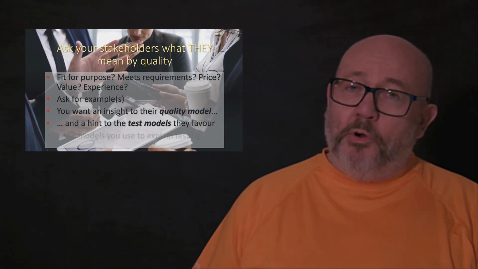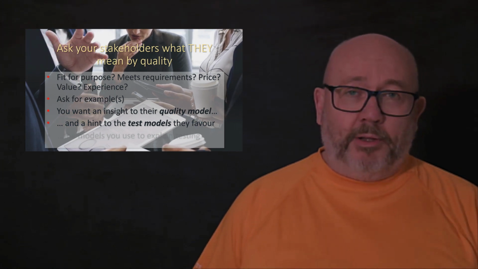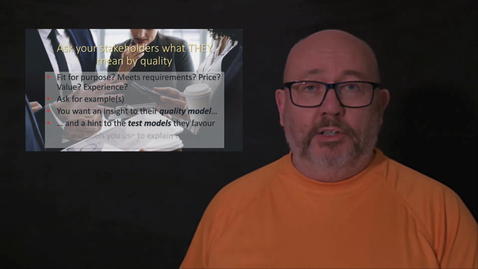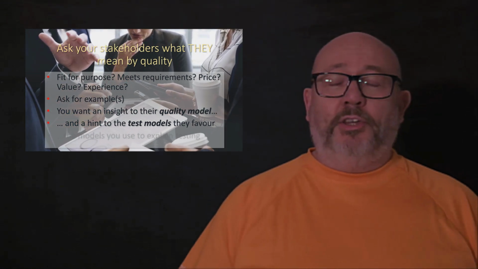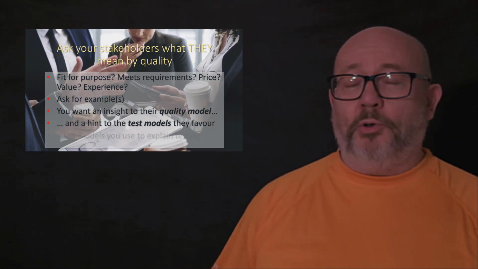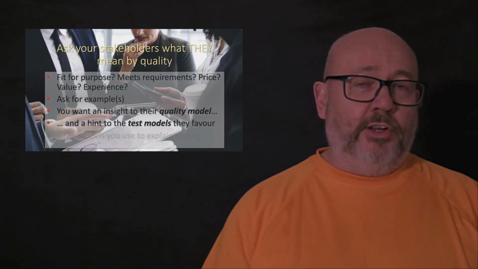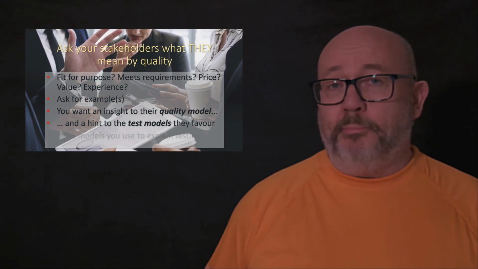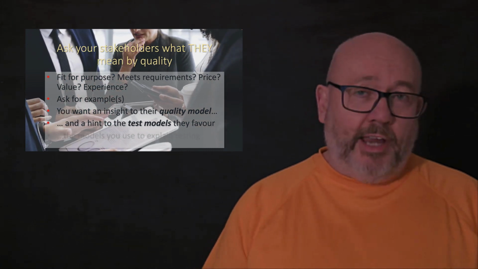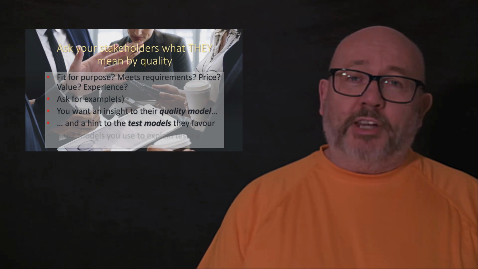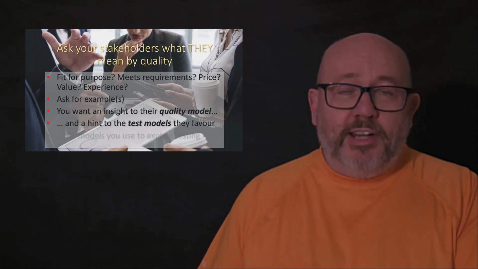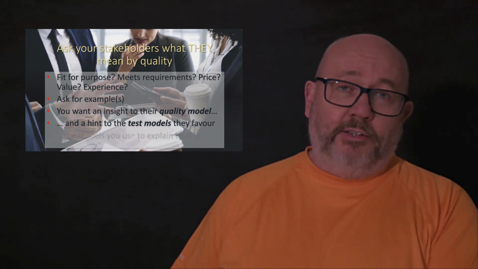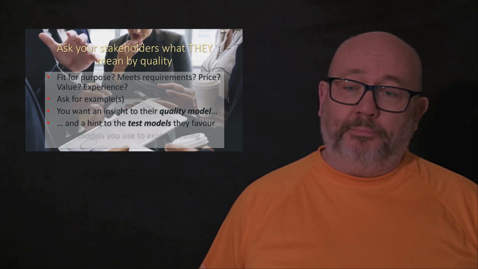So if we can learn a little bit more about how they perceive quality and the mental models they're using, it gives a hint to the test models that they would favour. So if their perception of quality is the system supports end users in the delivery of services using specific user journeys, we know user journeys are important. We know we need to test against those user journeys and use performance against and with those user journeys to deliver a good testing message that says the system works in the ways that you expect and require.